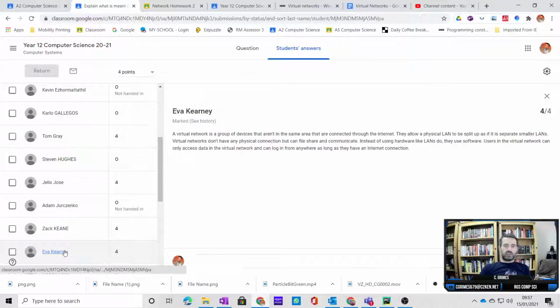And again, if we look at Eva's very quickly, a group of devices that aren't in the same area, that's 1 mark point, but they're connected to the internet. Physical LAN to be separated, 3rd mark point. They don't have any physical connections, but they can share files and communicate. And finally, they're defined by software. So again, plenty of information on what a virtual network is.